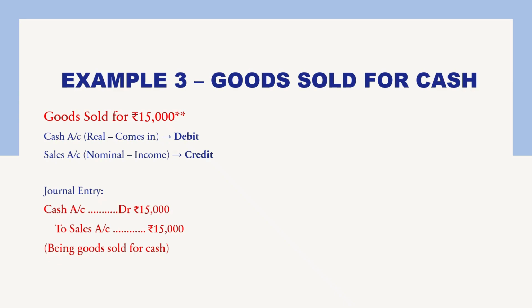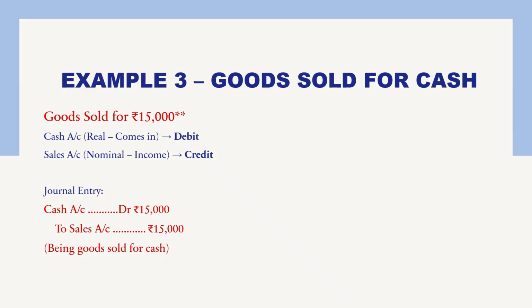Goods sold for cash. Now here goods are sold for cash. So goods are going out as in sales and cash is coming in. So cash account will be debited and sales account will be credited as a nominal account. We are having income here. So the journal entry will be cash account debit to sales account. And the narration, being goods sold for cash.